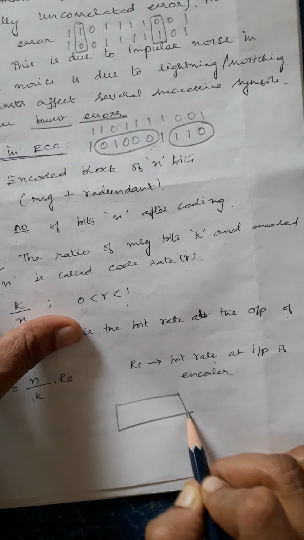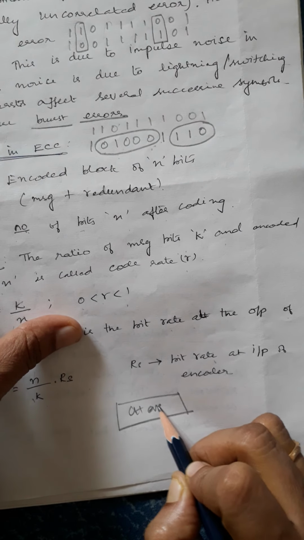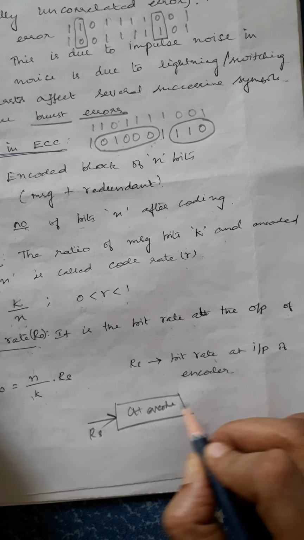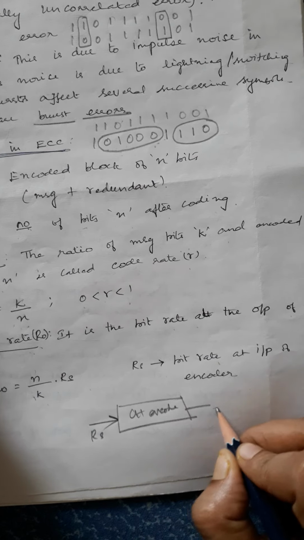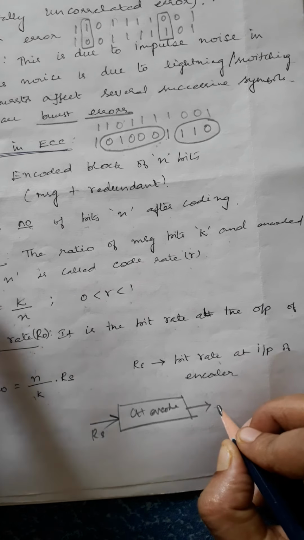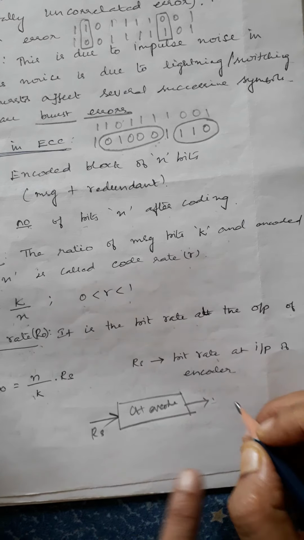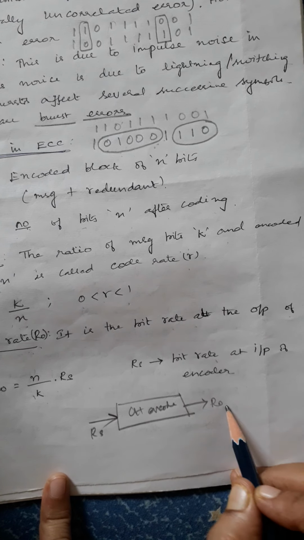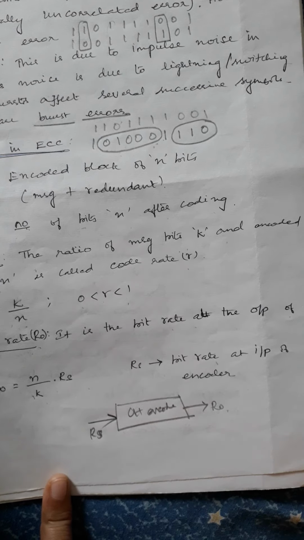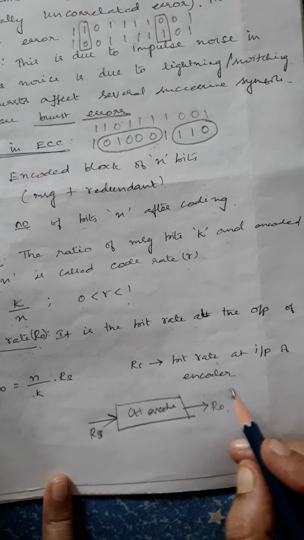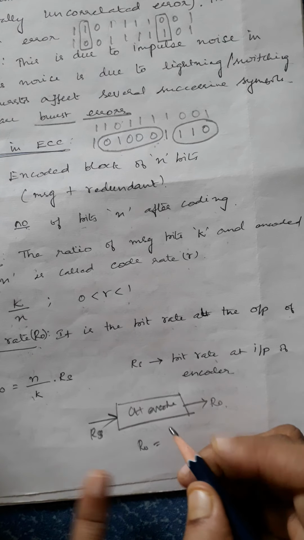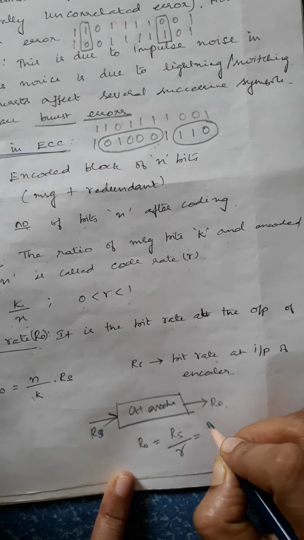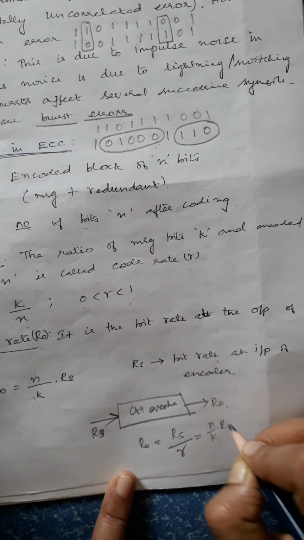So you are going to have the channel encoder. The bit rate at the input is rs, and the bit rate at the output is going to be R0. So R0 is the bit rate at the output of the encoder, and rs is the bit rate at the input of the encoder. R0 is related to rs divided by r, or in other words, it is n by k into rs.